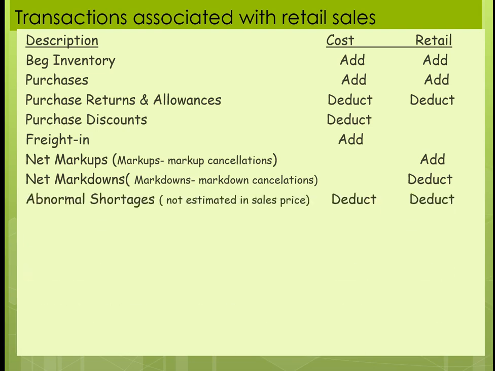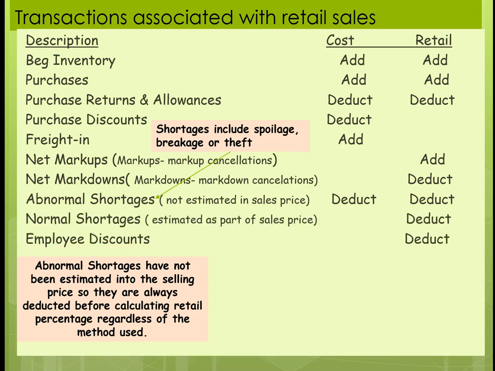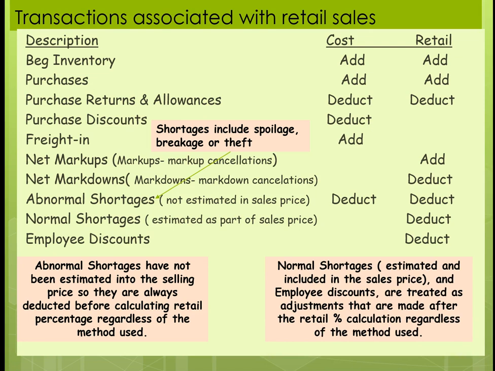Abnormal shortages are not estimated in the original sales price, so they're deducted. Now remember, net markups is markups minus markup cancellations. You can net those if they let you in the problem. And net markdowns are markdowns minus markdown cancellations. Abnormal shortages have not been included in estimating the sales price. Normal shortages have been. And then, of course, we have employee discounts.